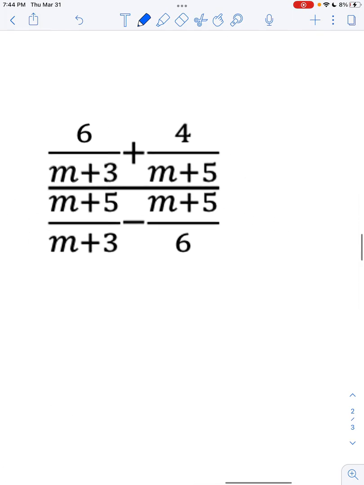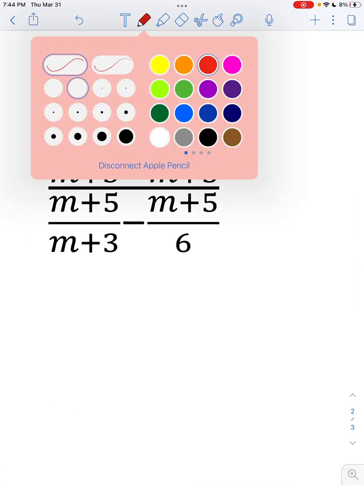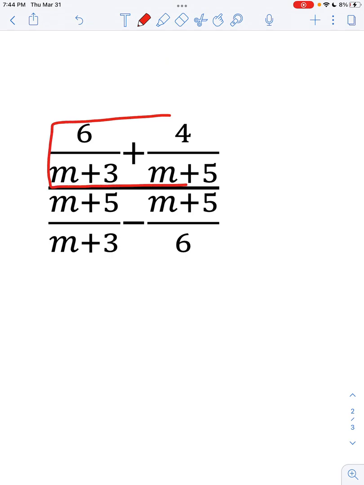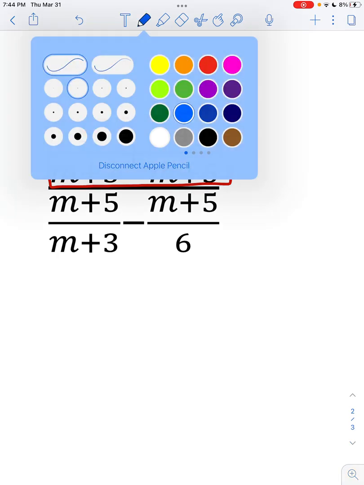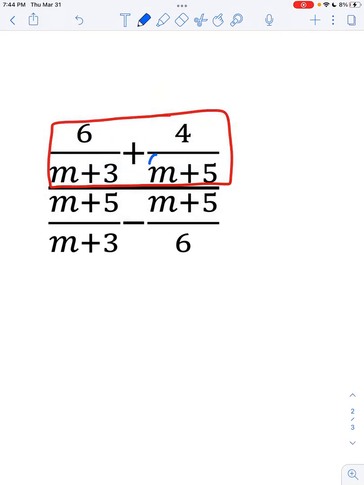Let's try this one. So here we have two fractions on the top, and we want to condense that into one fraction. So we will add these by getting common denominators. In order to do that, this has a factor of m plus 5. This has a factor of m plus 3.